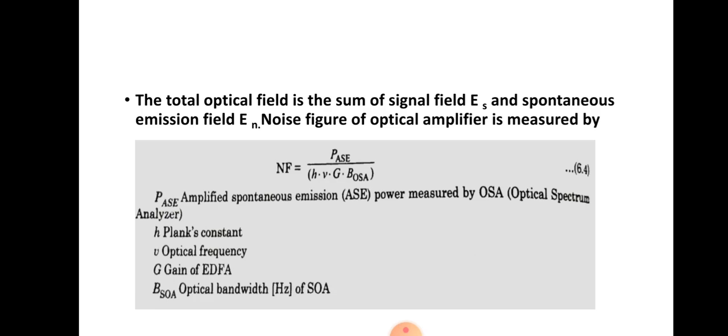The noise figure of the optical amplifier is measured by the equation: noise figure equals the power of amplified spontaneous emission noise, P_ASE, divided by h nu G B, where h is Planck's constant, nu is the optical frequency, G is the gain of the erbium doped fiber amplifier, and B is the optical bandwidth. So that's all about this topic.